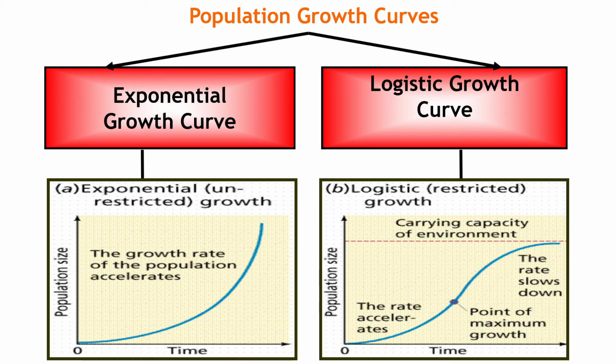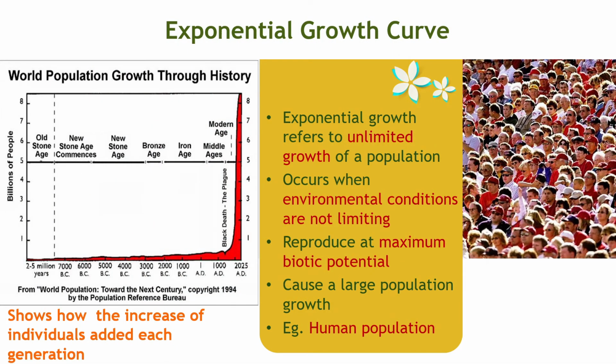Population growth curve. There are two types of growth curve: exponential growth curve and logistic growth curve. For exponential growth curve, the curve is increasing upwards, while in logistic growth curve, the curve is in S-shape. Exponential growth curve refers to unlimited growth of population. It occurs when environmental conditions are not limiting, which means that there is no environmental resistance. So this enables the population to keep on increasing exponentially.